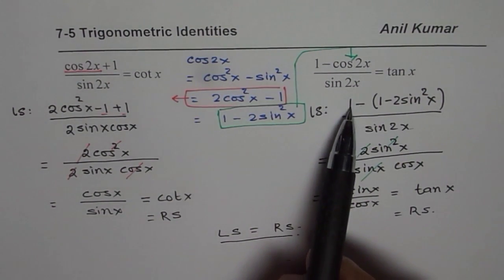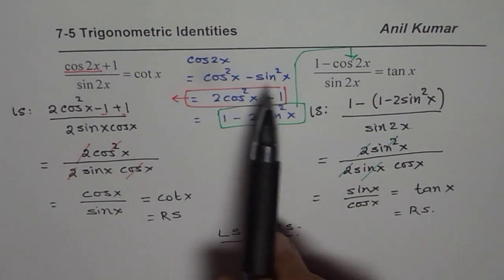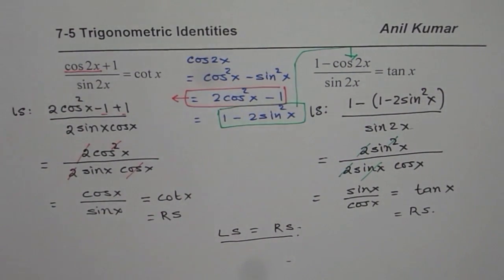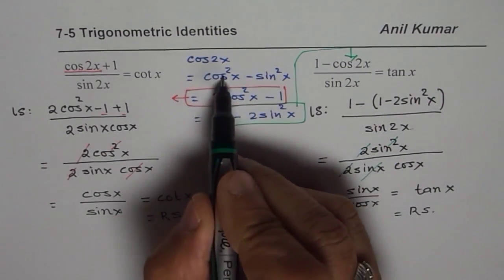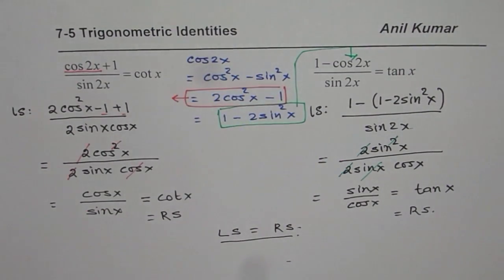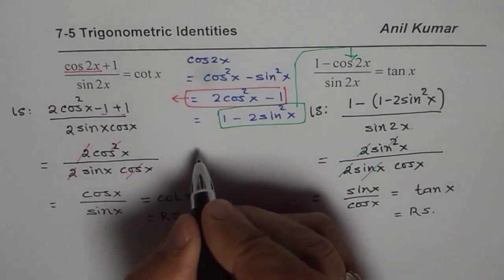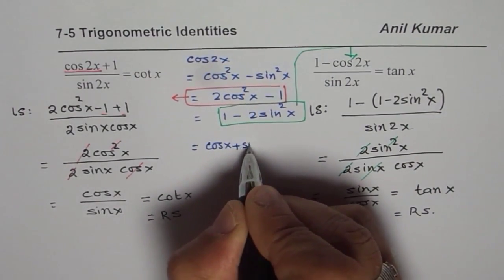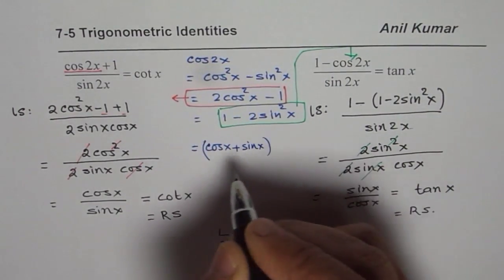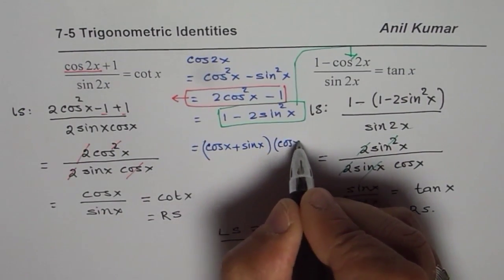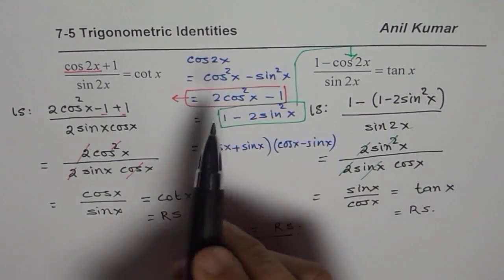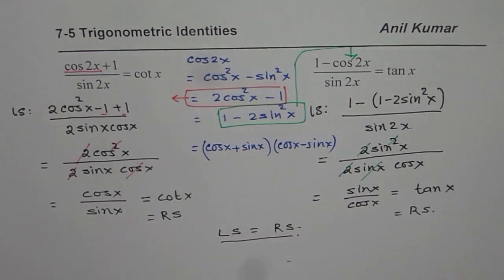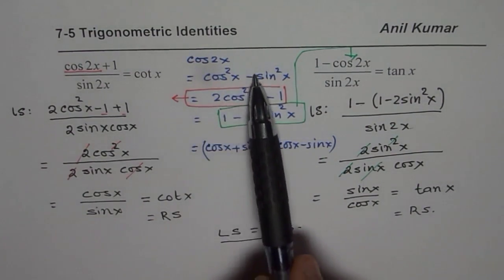Well, if the situation is not like this, then my suggestion is apply the first formula, cos square x minus sine square x, because that can be factored. Remember, this could be factored, and cos square x minus sine square x could be written as, let me write that down also and give you another formula here, which is (cos x plus sine x) times (cos x minus sine x). So the difference of squares could be factored, and that is why at times this is the most useful formula.